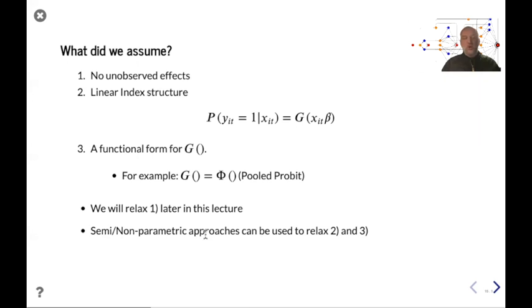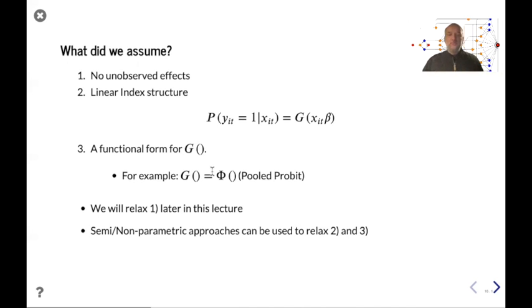You can use similar non-parametric approaches. There's some nice discussion in the book about that, to relax this linear index structure or even the functional form of G. For example, there's something called the Klein-Spady estimator or the maximum score estimator. This makes no full distribution assumptions about this function G.